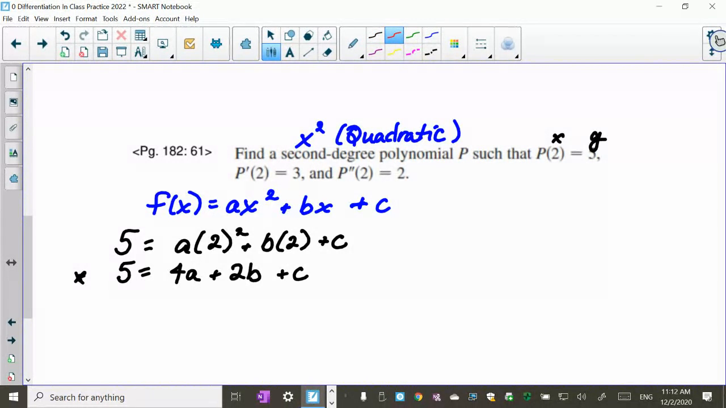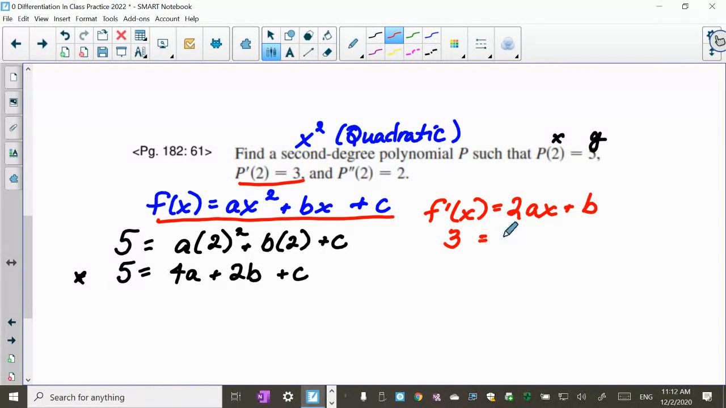That's the information they gave us. Then the next thing they said, p prime of 2 is 3. So I'm going to do here f prime of x. I'm going to use that right here from the blue and do the derivative. So that's going to be 2ax to the first power plus b. Now I'm going to plug in this information. Wherever there's an x, I'm going to plug a 2. Wherever there's a y, I'm going to plug a 3. So I have 3 equals 2a times 2 plus b. So 3 equals 4a plus b. I'm going to stop right there because there's really nothing else I can do with that information.